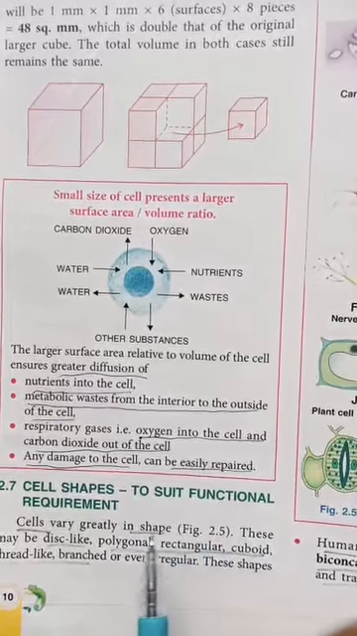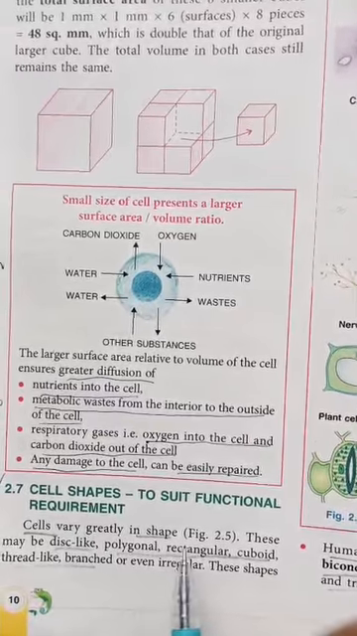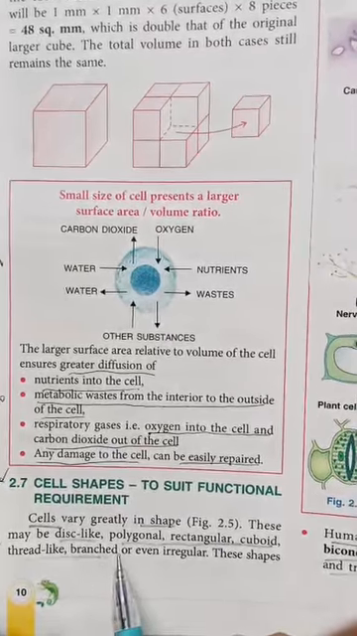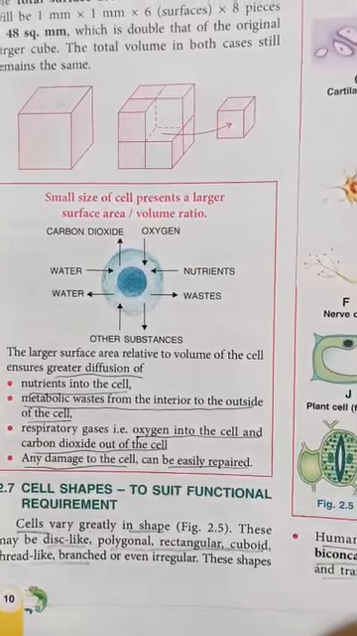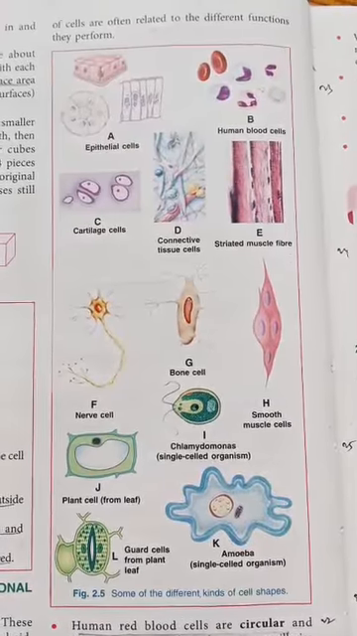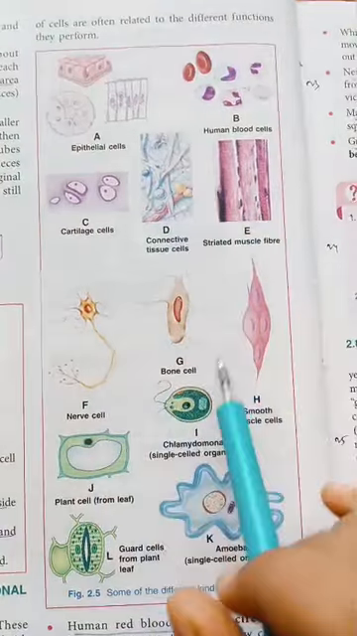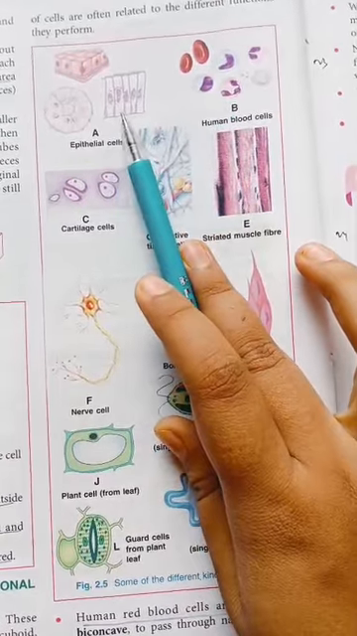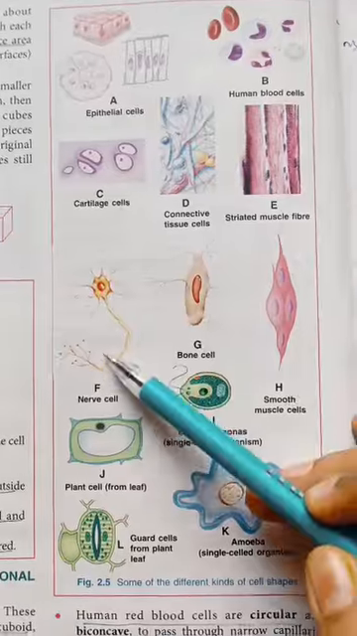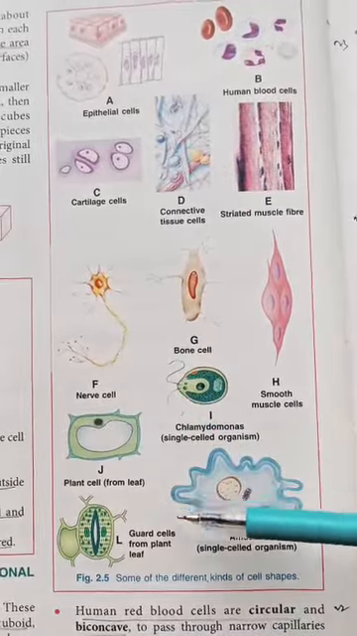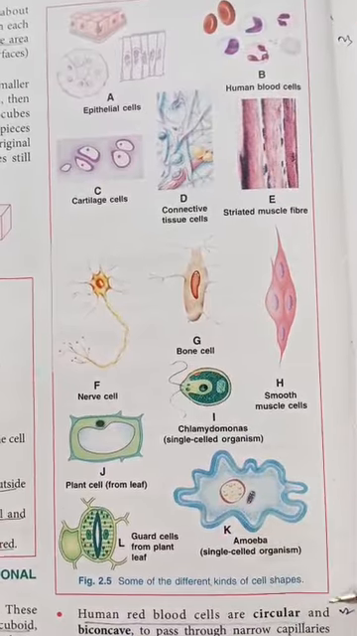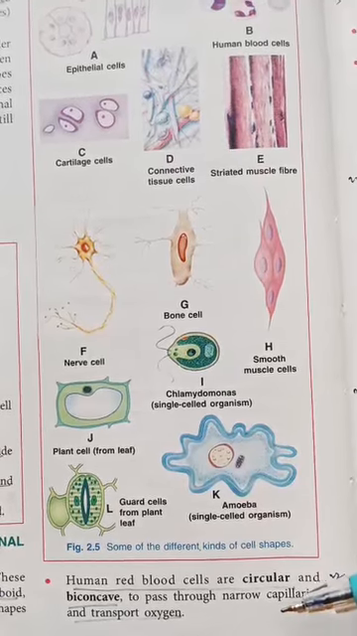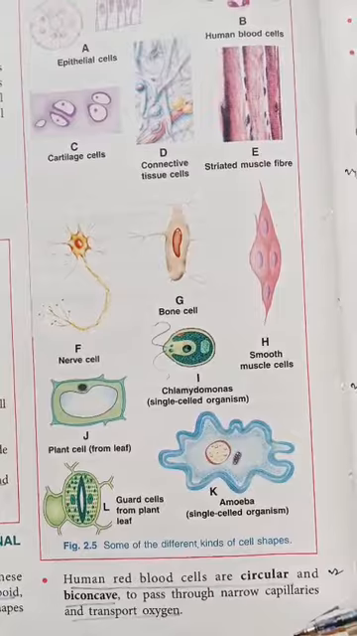Cell shape suits functional requirements. Cells vary greatly in shape: disc-like, polygonal, rectangular, cuboid, thread-like, branched, or even irregular. This shape is due to the different functions. Some human blood cells are disc-shaped, others are long or cuboidal. Nerve cells are long and branched, plant cells are cuboid, and the amoeba is irregular. Human RBCs are circular and biconcave to pass through narrow capillaries and transport oxygen.